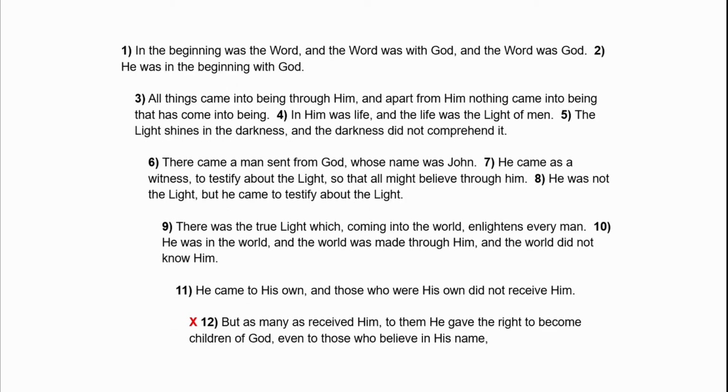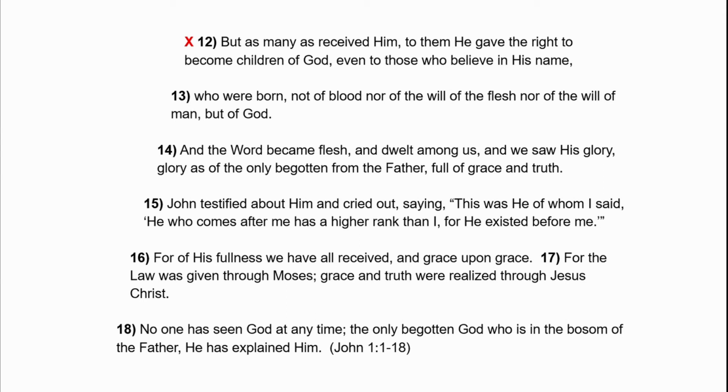The chiasm can be seen here. Due to screen size, I can only show you half of the chiasm at a time. The verse numbers are indicated so that you can perhaps try to do this on your own. The first half of the chiasm is John 1, verses 1 through 11. The second half of the chiasm is John 1, verses 13 through 18. The inflection point is at verse 12.